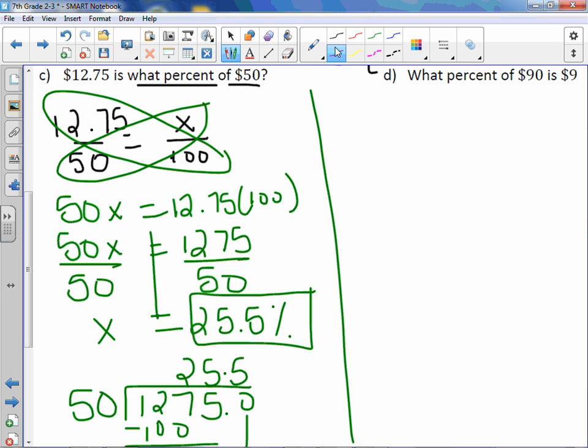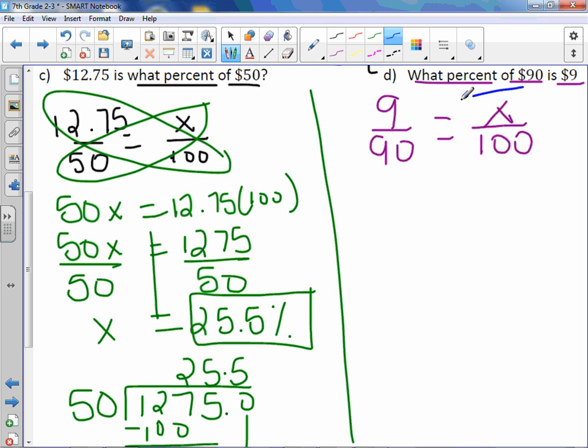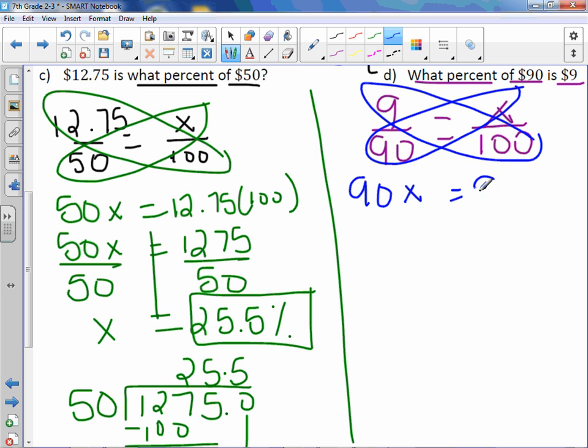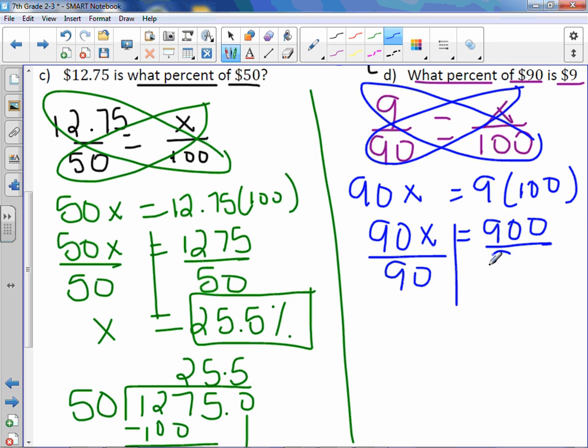Letter D. Set up your proportion. What percent, so I don't know the percent, of 90 is 9? Cross multiply. 90 times x equals 9 times 100. 90x equals 900. Divide by 90. X equals 10. And this is a percent.